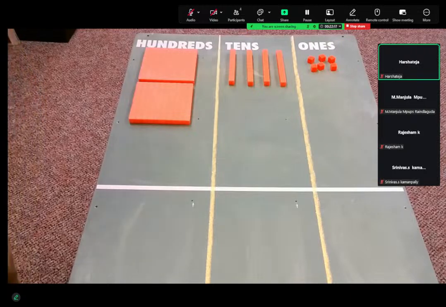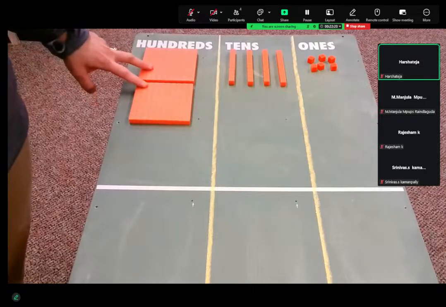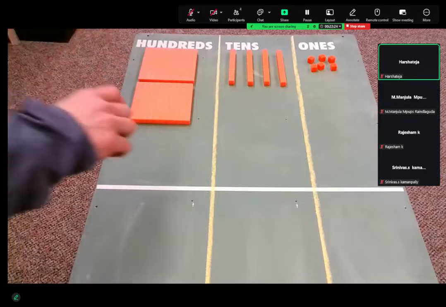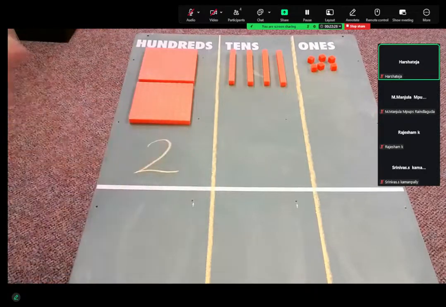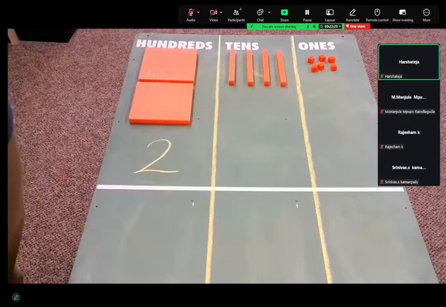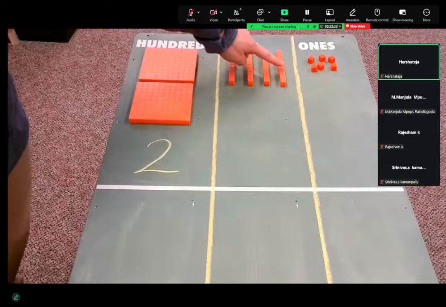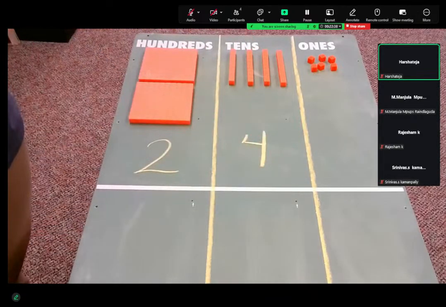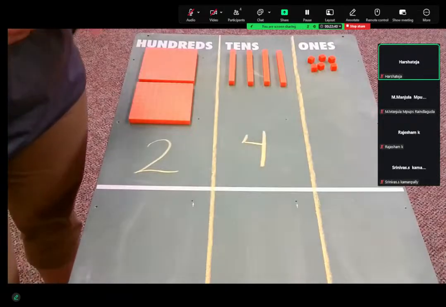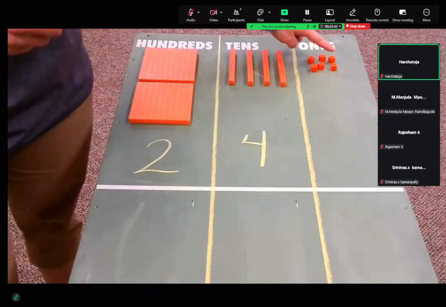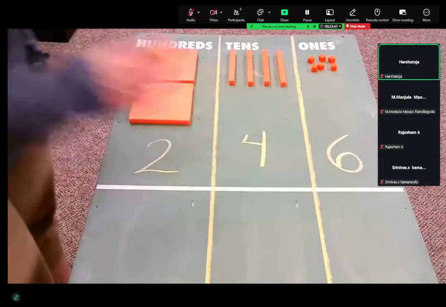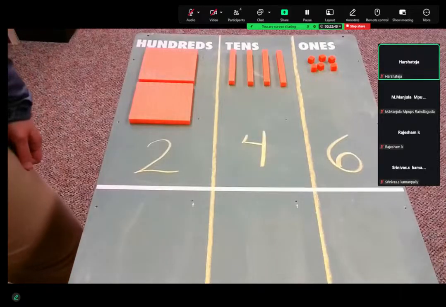So let's get started. When I'm looking at my hundreds place, I only see 1, 2 hundreds. So that's what I'm going to write, just a 2. When I go into my tens, I'm going to count 1, 2, 3, 4, because there are only 4 tens. And when I look in my ones, I'm going to count 1, 2, 3, 4, 5, 6. So there are 6 ones.